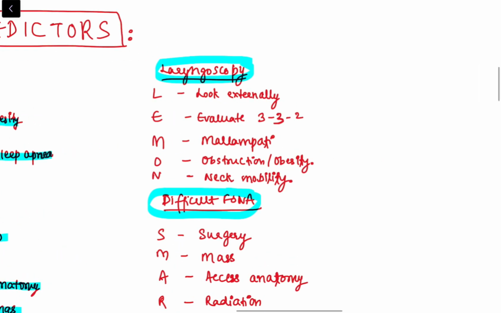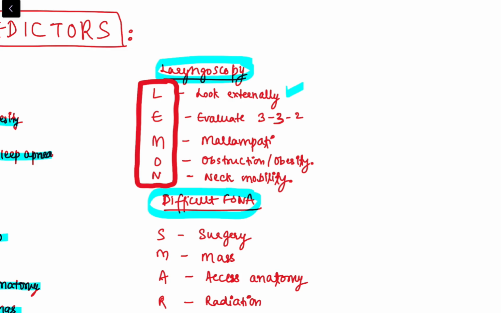Then we come on to laryngoscopy. The mnemonic is LEMON. So you have to look externally. What do you mean by look externally? When we do the airway assessment, there are certain characteristics like retrognathia or facial trauma. On looking externally, you'll be able to realize that this is a difficult laryngoscopy.